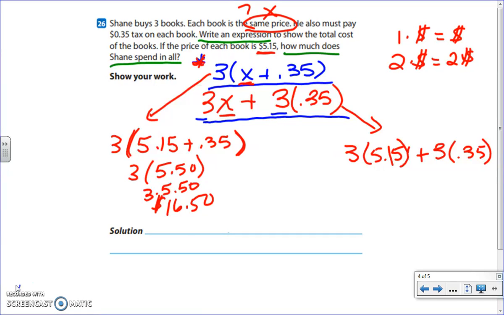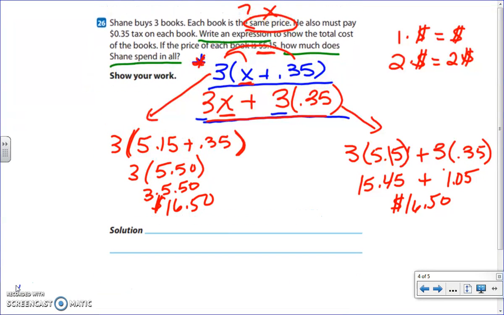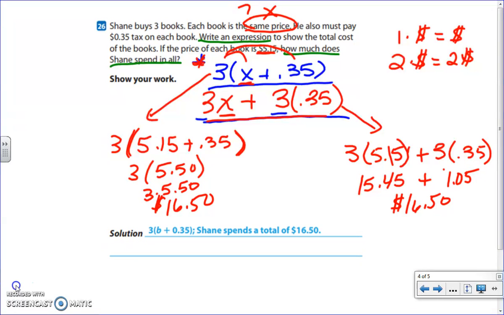We would really have $15.45 here, and we would have another $1.05 here. Oops, I shouldn't put the dollar sign when we're doing our expression here. Sorry about that. And so again, you would get $16.50. So either expression would be appropriate, and you can see if I use the distributive property, we would end up with the second expression too. But either way would be appropriate.